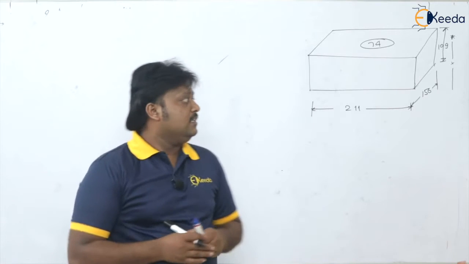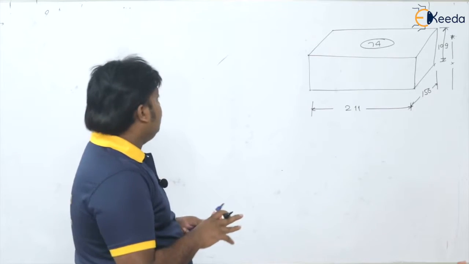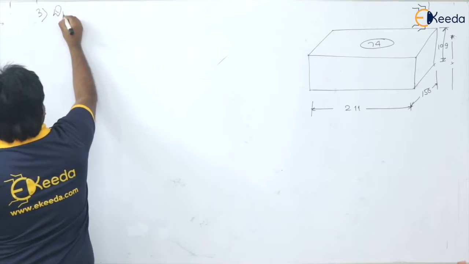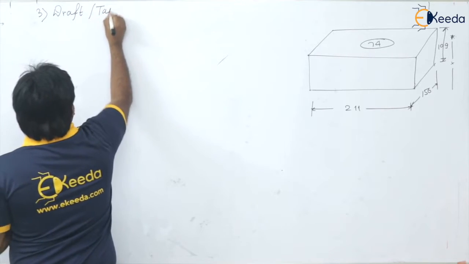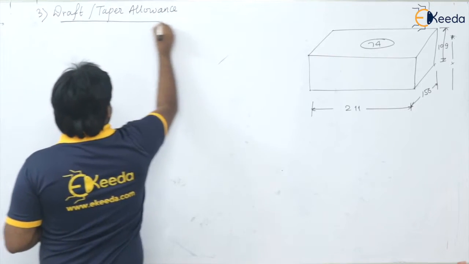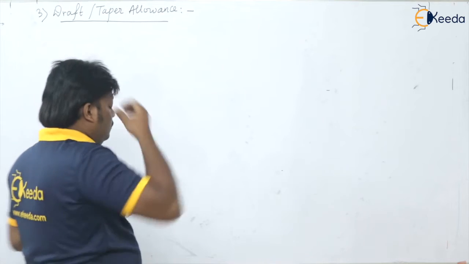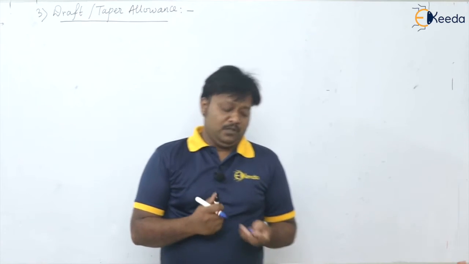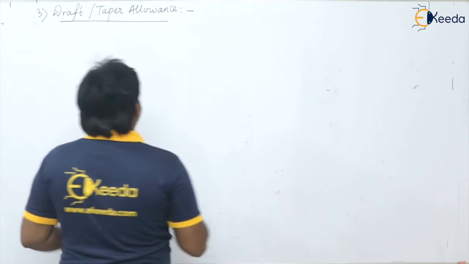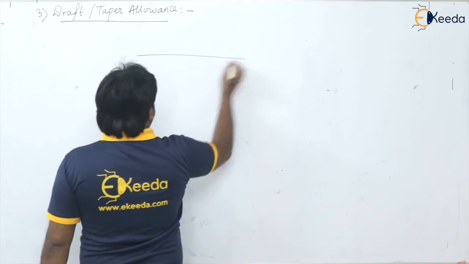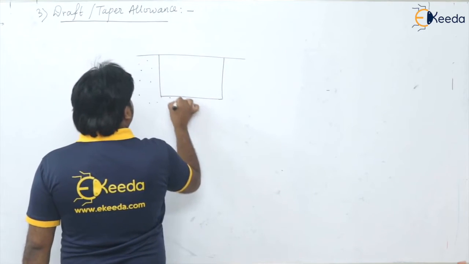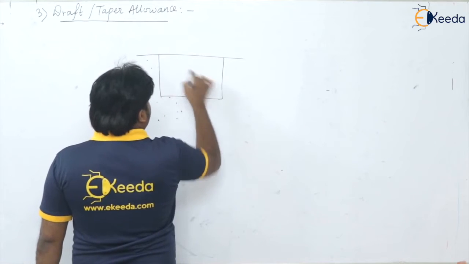Okay, and the next allowance that we are going to understand is the draft or taper allowance. Taper allowance. Now, what is draft or taper allowance? Okay, suppose now, by taking some example, I will explain it. So suppose this is our mold making, and we have to make a mold here by using this pattern.